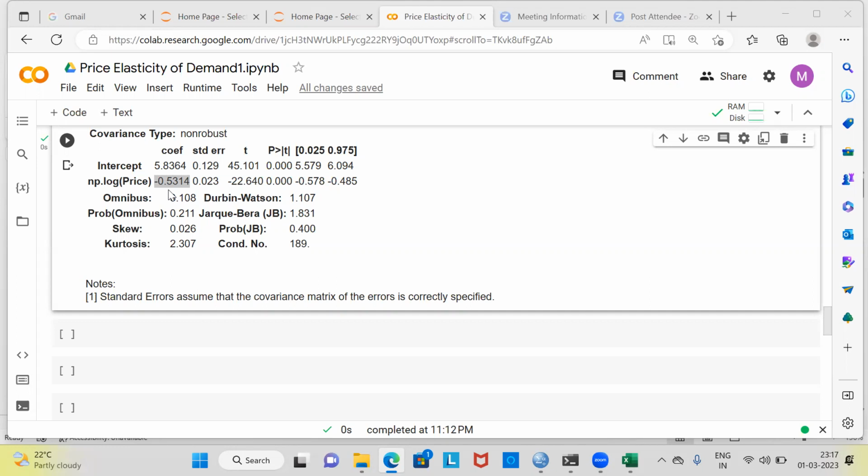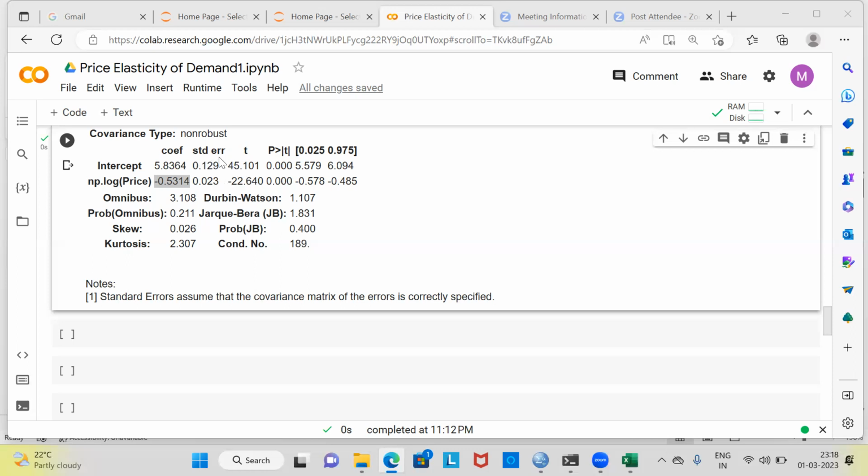I'd like to repeat this. Since we have obtained the price elasticity of demand as negative 0.53, it simply means that when the price of beef is increased by 1%, the demand for beef falls by 0.53%. Is that significant? Since the p-value is less than 0.05, we can conclude that it is significant.